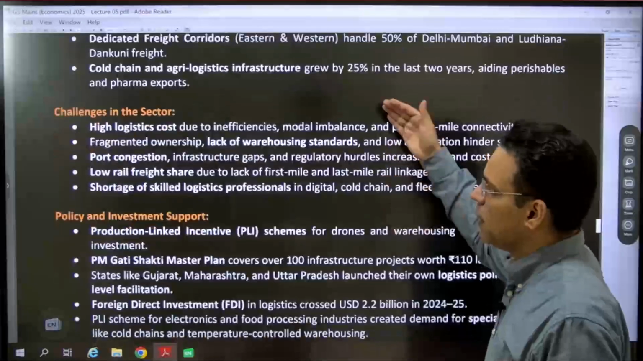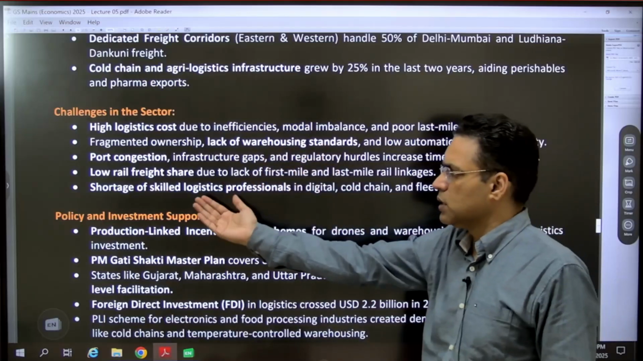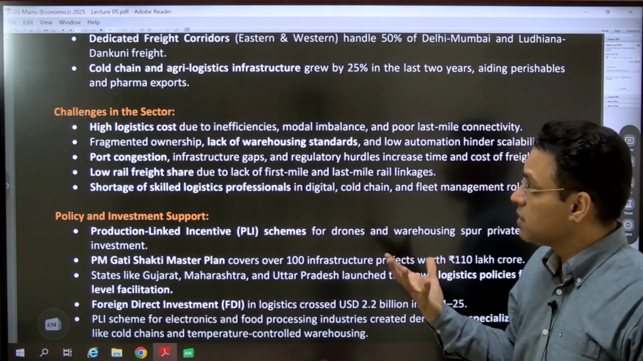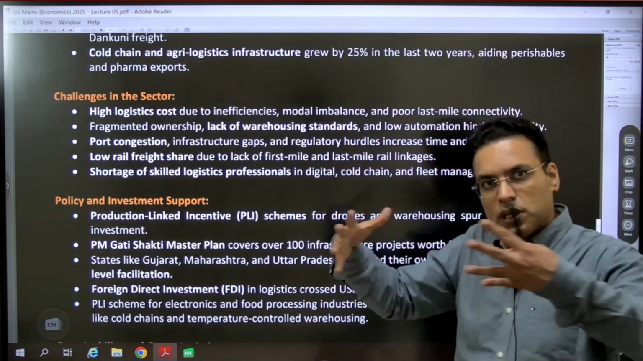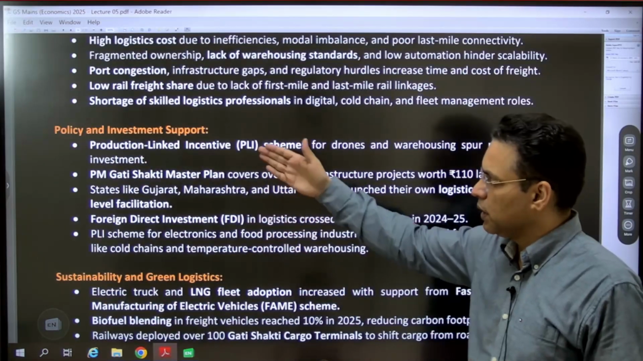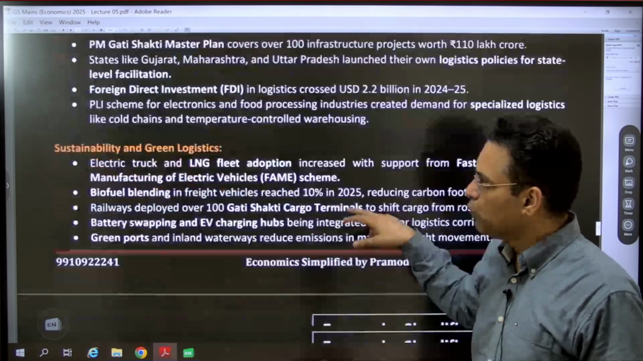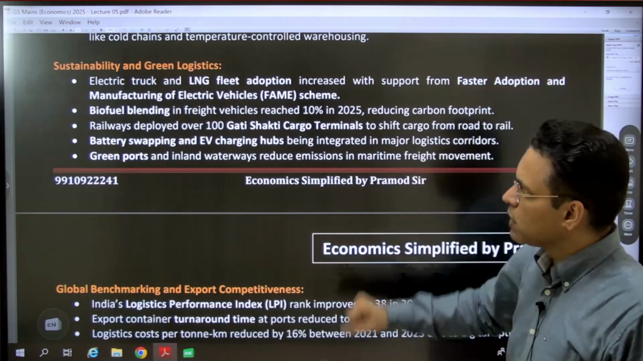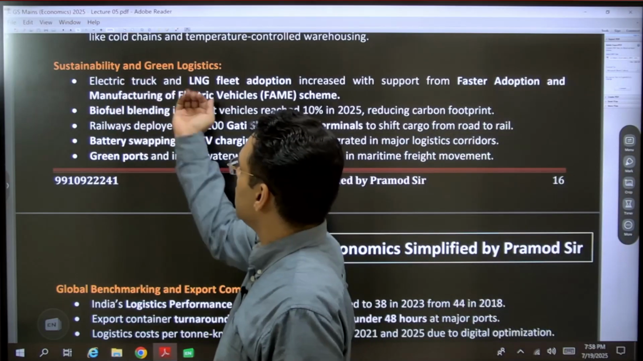And challenges same है, high logistic cost, poor congestion, low rail freight share, freight system बहुत develop नहीं है, end user connectivity का issue है. And you have schemes which are same, investment, PM गति शक्ति and PLI. अब देखो घूम फिर के चीजें वहीं आ जा रही हैं. One area I believe there you have to focus here is this part, sustainability and green logistics.